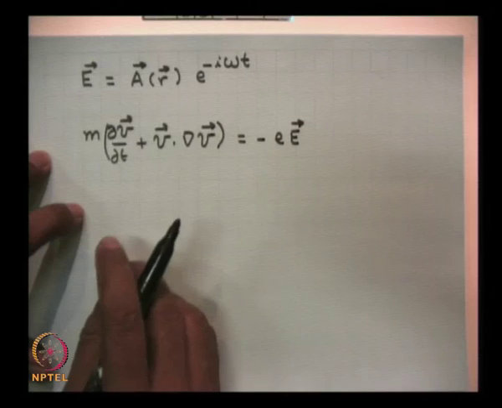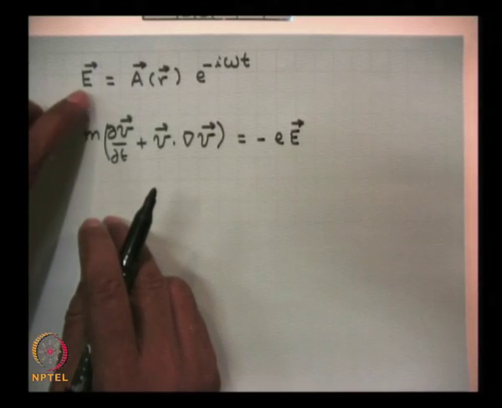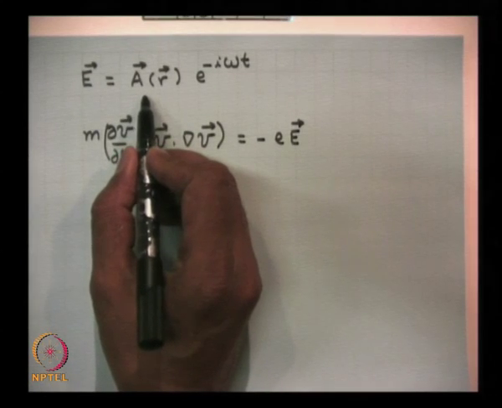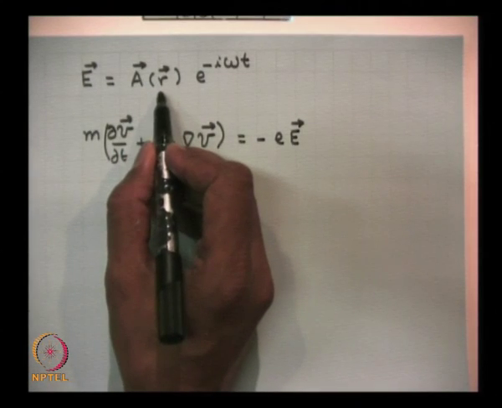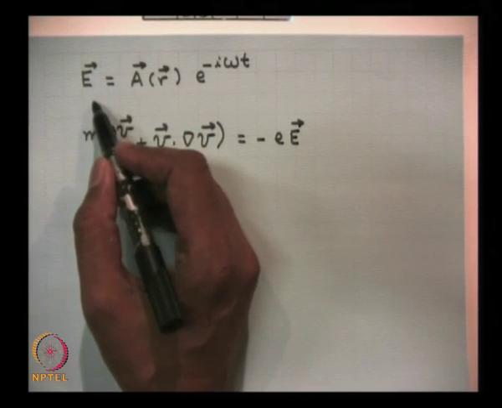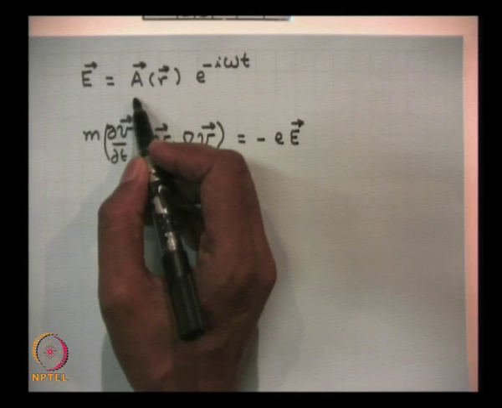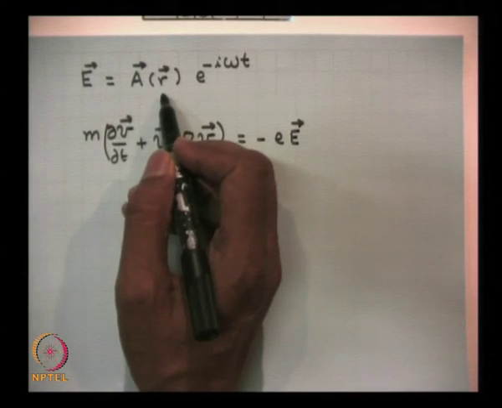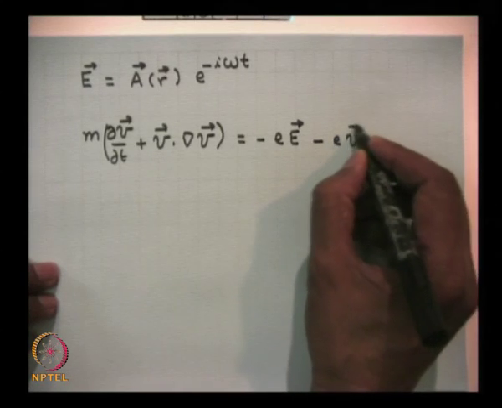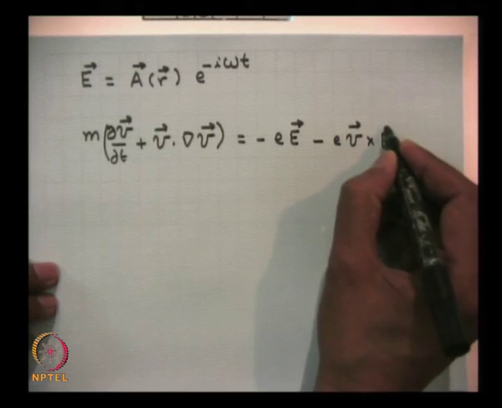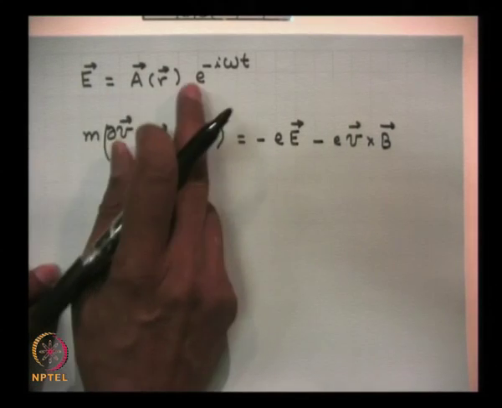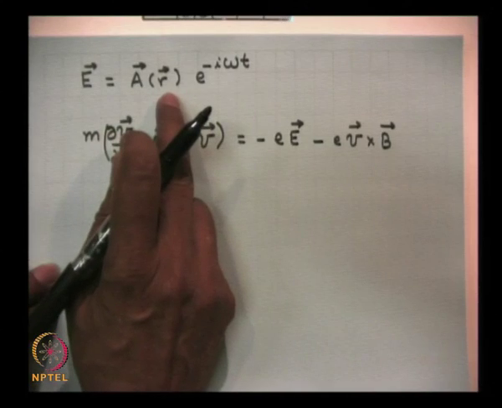However, there is a problem here. If there is a time varying electric field with amplitude a function of position, if you take curl of E, it may be 0, it may not be 0. If it is not 0, then the third Maxwell equation will tell that there is a magnetic field also associated with it, and hence I must add a term minus e v cross B. So, this B is the magnetic field associated with a time dependent electric field whose amplitude depends on r.